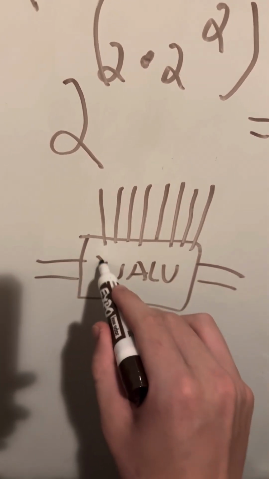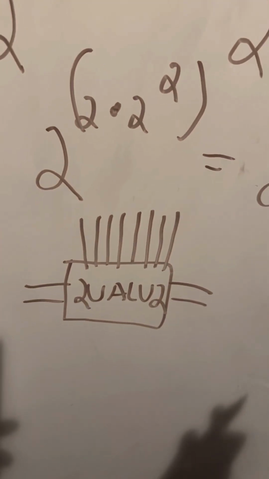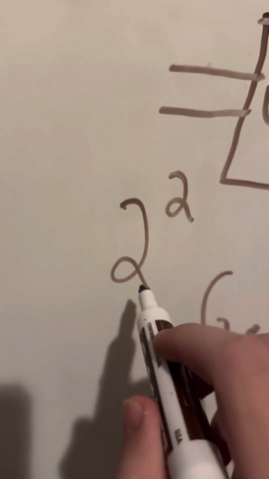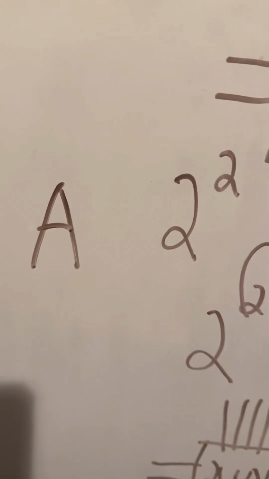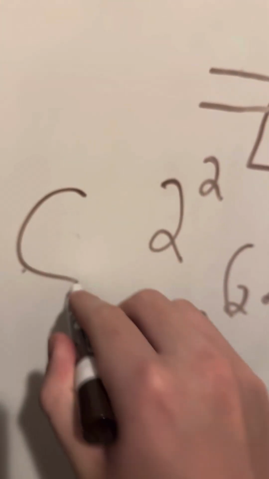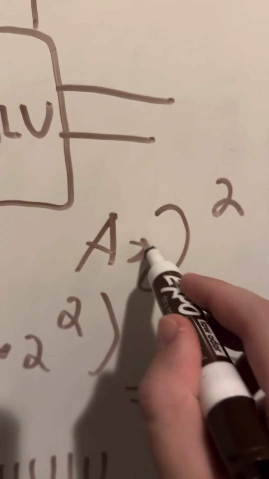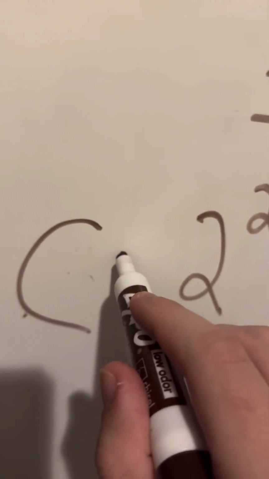So I'll call this the 2 input ALU, 2 output. Now let's generalize this. Say we have an arbitrary base. Let's say it's not base 2, it could be any base. We'll just call it base A. Actually, we're going to call this one C, because it'll look better in the formula. And then we're going to call this base right here A. So A is equal to base 2, C is equal to base 2. But if we want to generalize it, we could just say this is C.